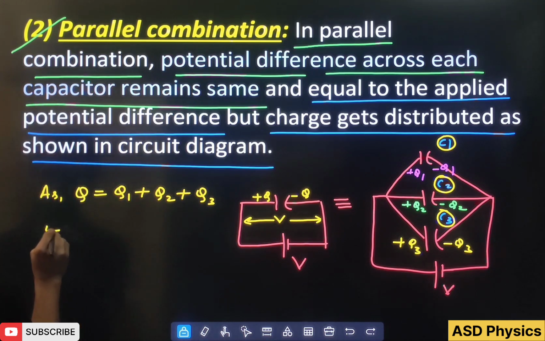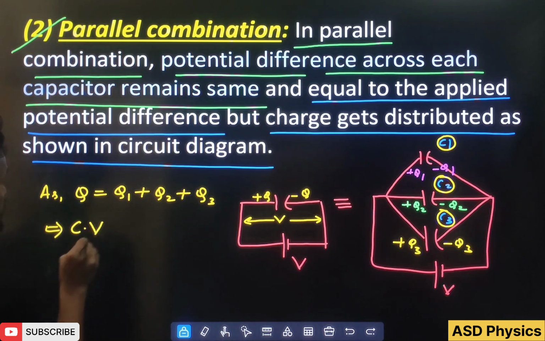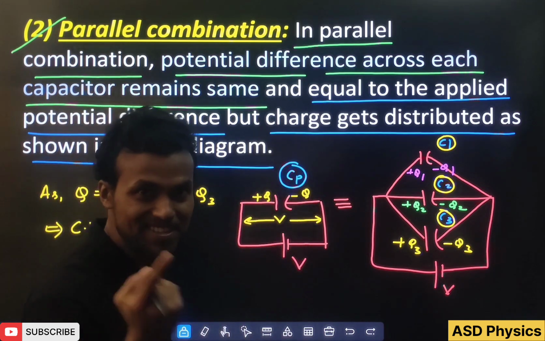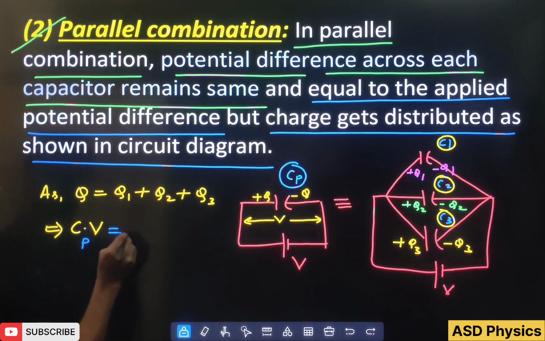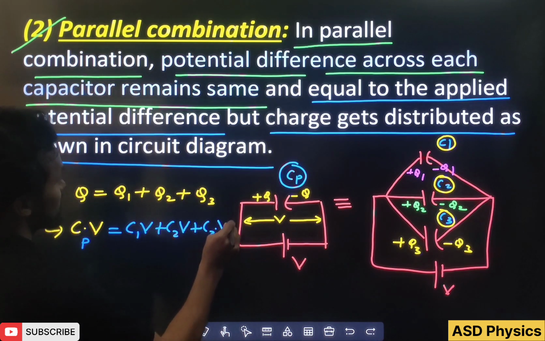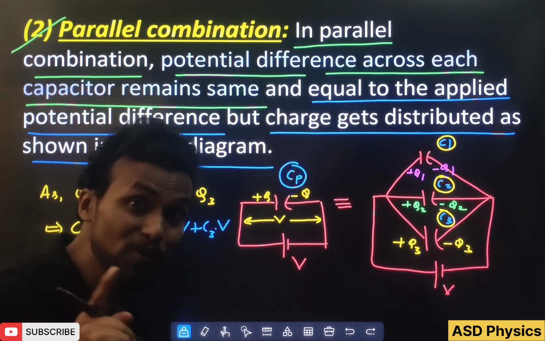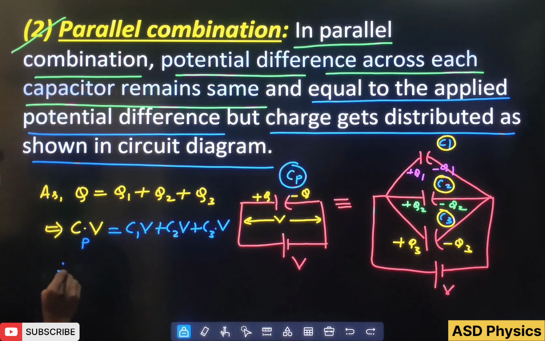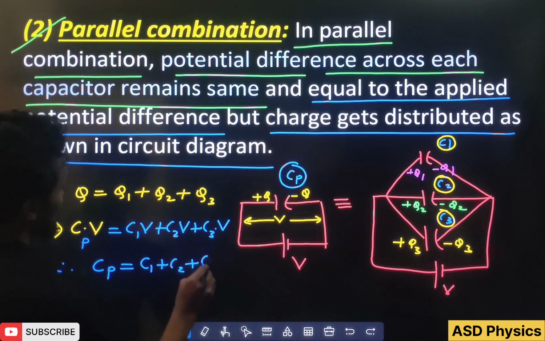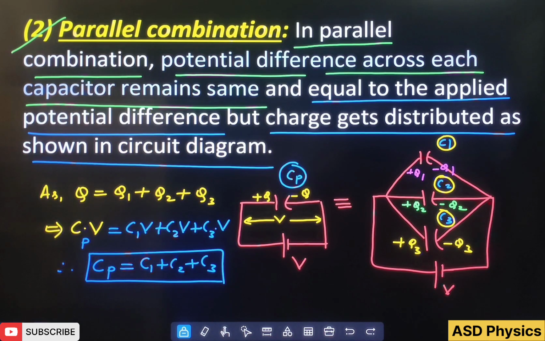In the equivalent diagram, Q is C into V, with the equivalent capacitance, let's call it CP, for the parallel combination. So we can write CP into V is equal to C1V plus C2V plus C3V, because each capacitor connected in parallel has the same potential difference, equal to the battery potential. So the V's all cancel out, and we can write CP equal to C1 plus C2 plus C3. You can see how we have got this in the parallel combination.